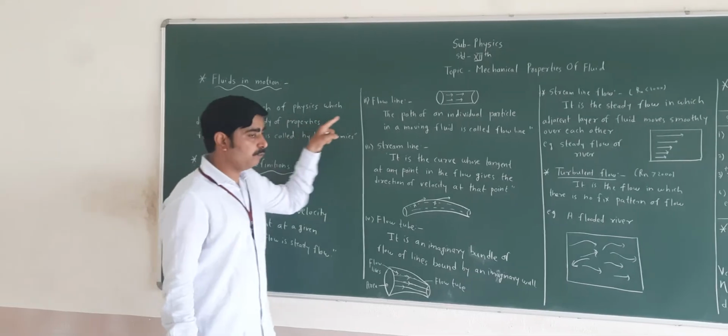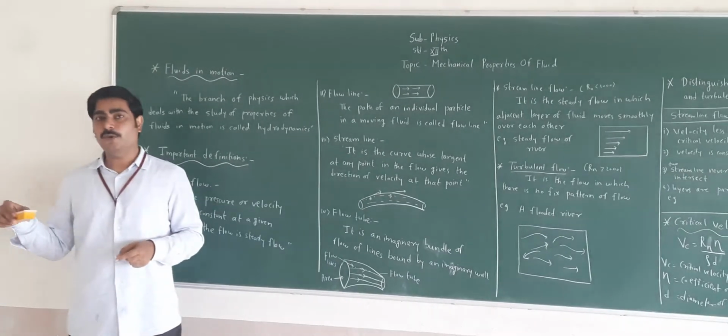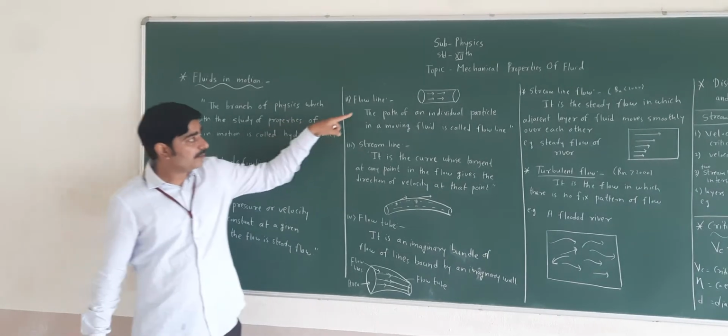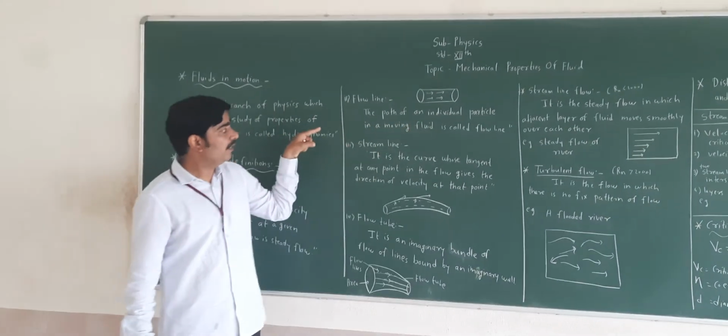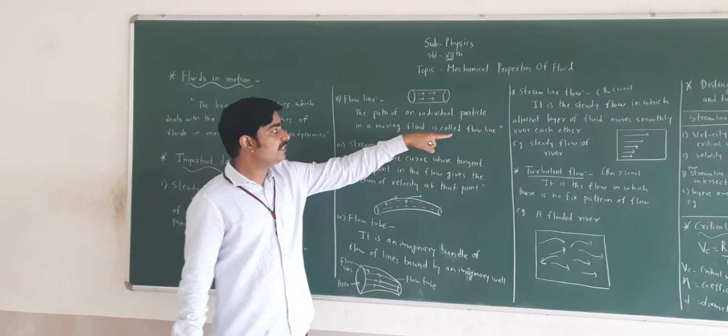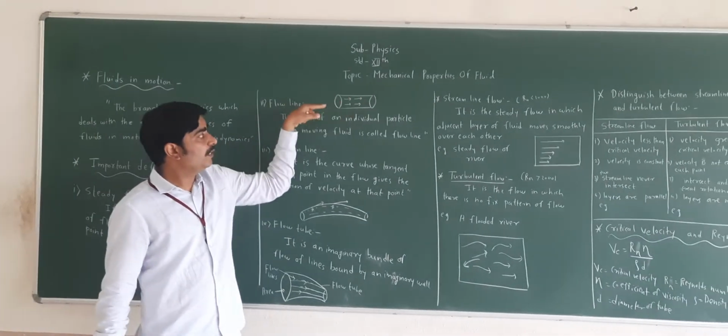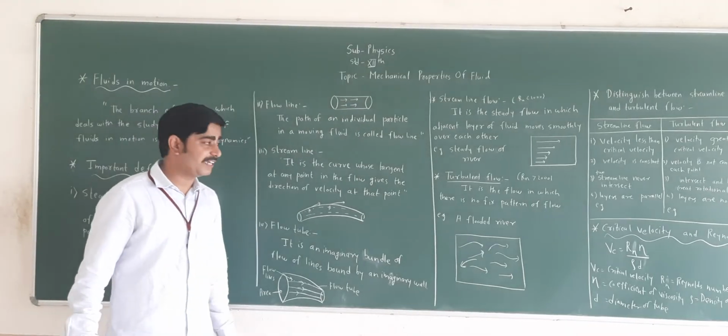Next is the flow line. When the liquid is flowing, then it is following a specific path. So the path of an individual particle in a moving fluid is known as a flow line. So we can observe when the liquid is moving, so flow line will be created.